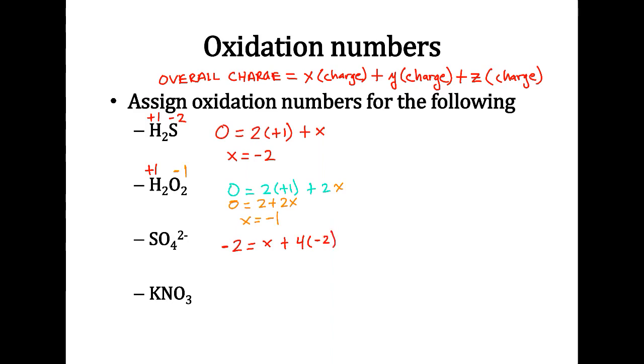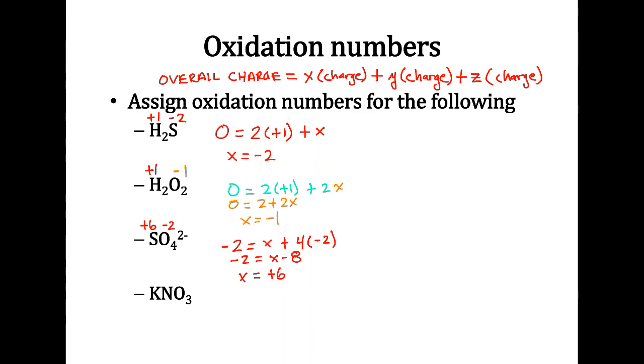So as we write this out, we have negative 2 is equal to X minus 8. So that means X equals positive 6. So sulfur has a positive 6 oxidation number, oxygen has a minus 2 oxidation number, and overall sulfate has a charge of negative 2. So you can go about finding the oxidation number like that.